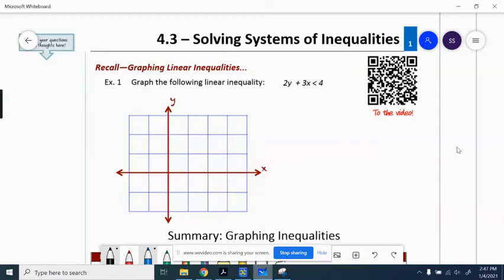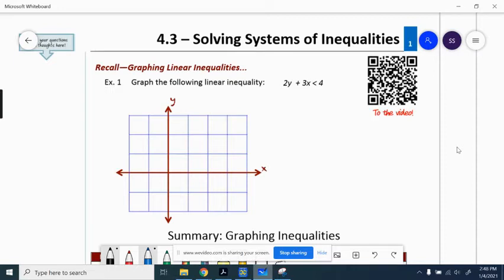Okay, this is 4.3, solving systems of inequalities. But before we get into that, let's go ahead and review graphing linear inequalities. So let's look at this first example. We have 2y plus 3x is less than 4.